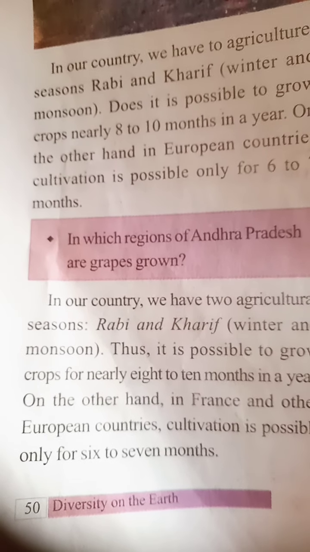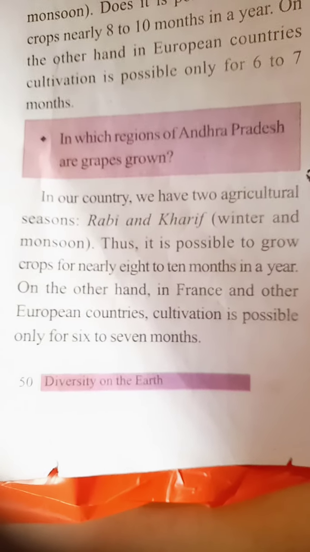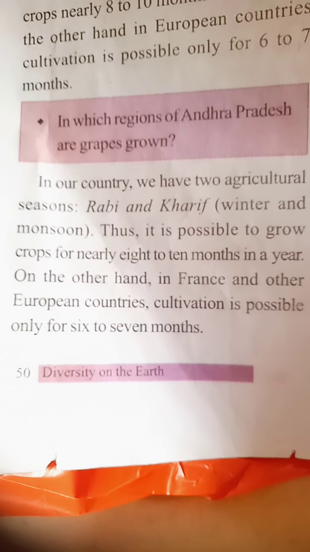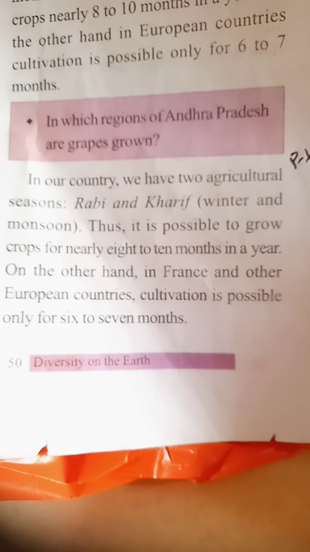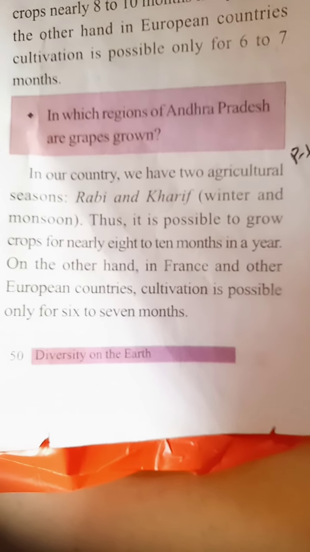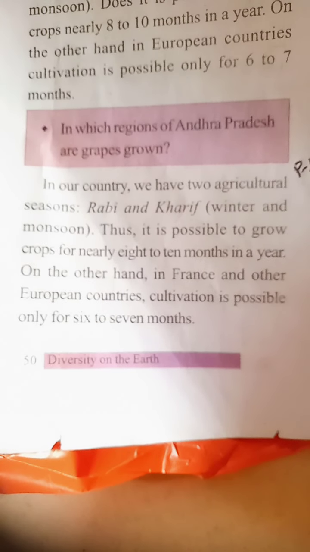In India, we have the agricultural seasons, Rabi and Kharif. It is possible to grow crops for nearly 8 to 10 months in a year. But on the other hand, in France and other European countries, cultivation is possible only for 6 to 7 months.